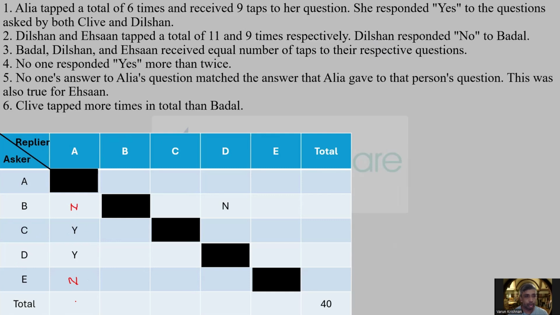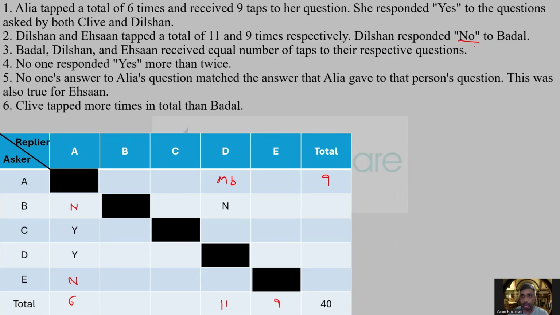And we also know the total number of replies, or total number of taps, that Alia has given is 6. Total number of taps that Alia has received is 9. Similarly, we know the total number of taps given by Dilshan is 11, and by Ehsaan is 9. Okay. And we know that Dilshan has 1 no and 3 maybes. So 1 no he has already given to Badal. So the remaining 3 responses have to be maybe.